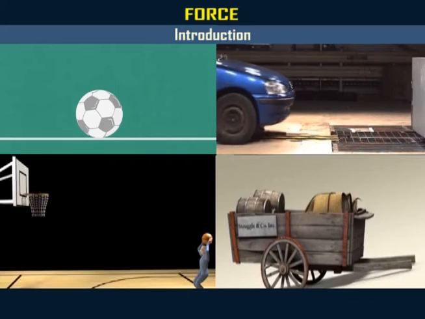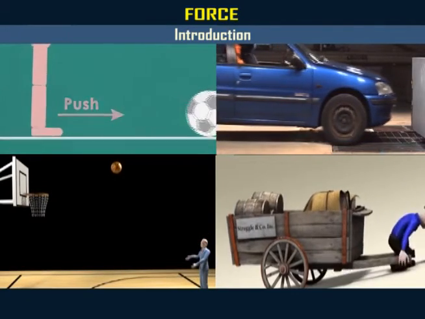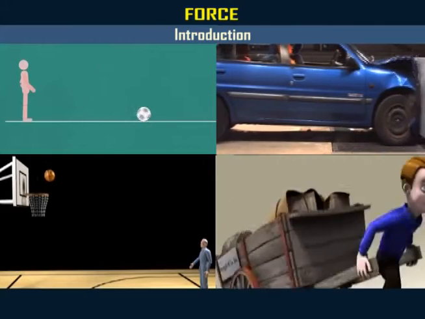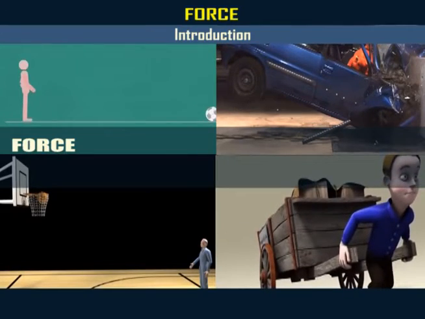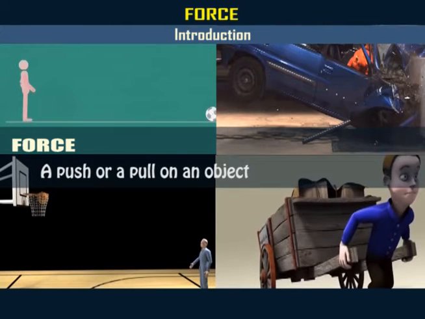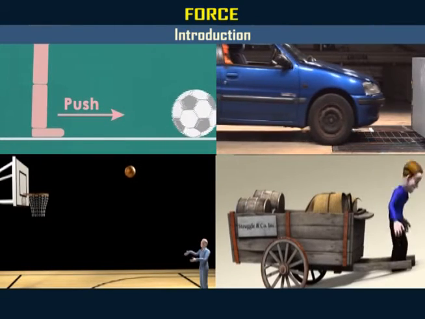In all these cases, we see a change in an object's state of motion or shape. The thing that causes these changes is called force. Defined, a force is a push or a pull on an object. The SI unit of force is called Newton. We cannot see force, but we can feel or see its effects.